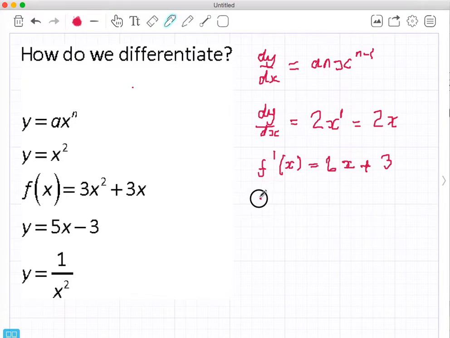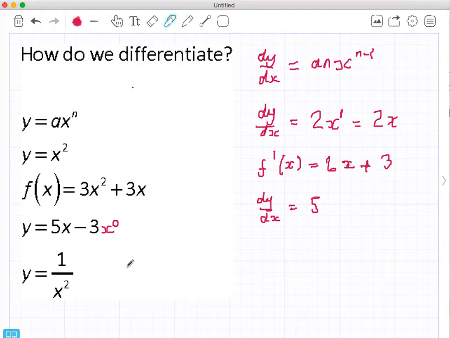This one starts with y, so it becomes dy by dx. And similar to the 3x that turned into 3, this 5x will turn into 5. Now minus 3, let's just think about this. It's actually got an x to the power of 0 with it. Take the 0 and multiply it by the minus 3, and you've got 0. And it doesn't matter about taking 1 away from the power. This thing becomes 0 because it's 0 times 3. So this just comes out as being 5. So these constants, they don't have any x's, they just disappear.